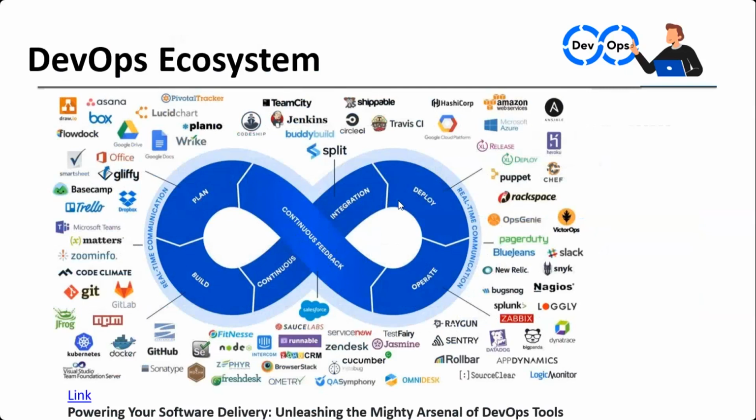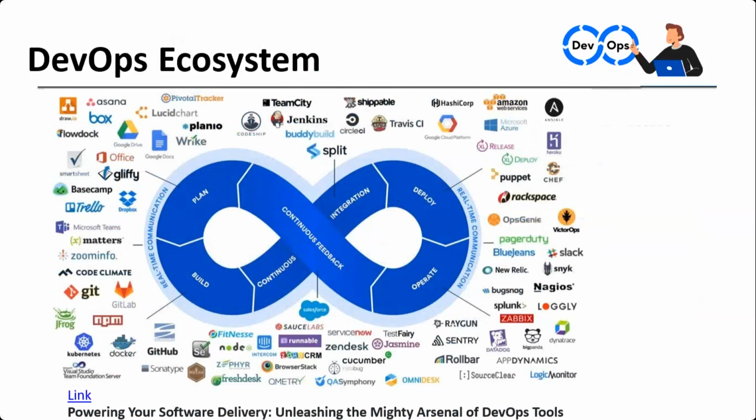Most particularly, there's a continuous loop here. In terms of the interactive process of DevOps, it aims for constant improvement as well as adaptation, based on real-time feedback and monitoring.